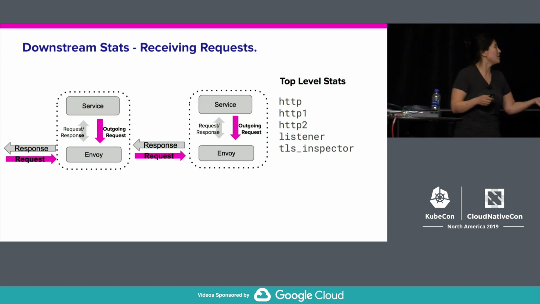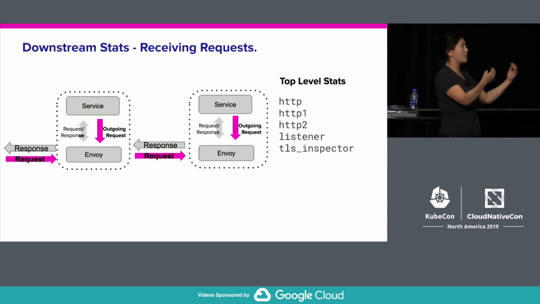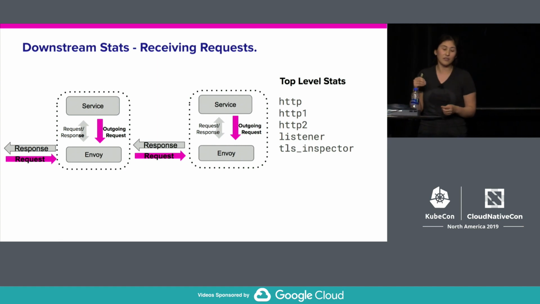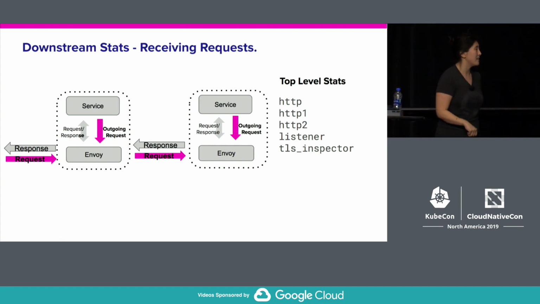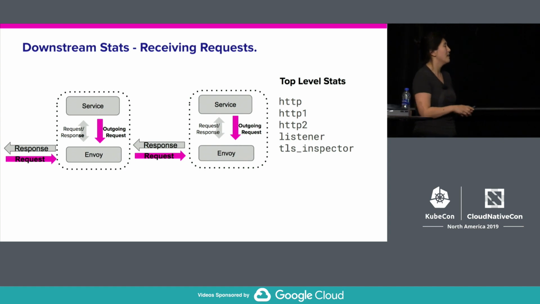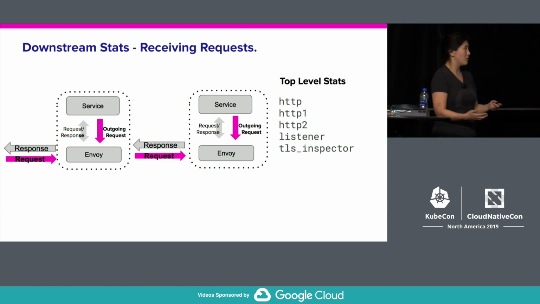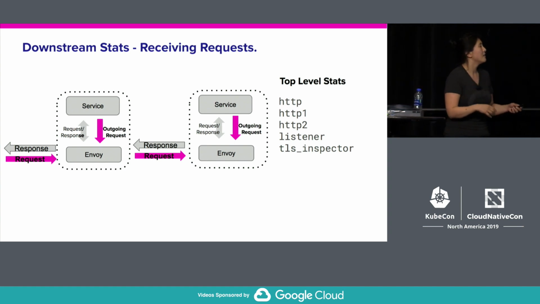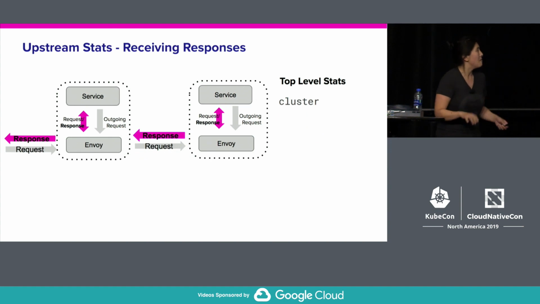So downstream stats, again, these are requests coming into the proxy. These are your listener stats. When you're trying to set up TLS or you have mutual TLS, you'll be looking at the TLS inspector and seeing: is my cert okay, am I responding to the traffic correctly? What are the certificates I'm getting? Those are the things where these stats would be helpful, when you're wanting to inspect the traffic coming into your proxy. The second is the cluster stats.